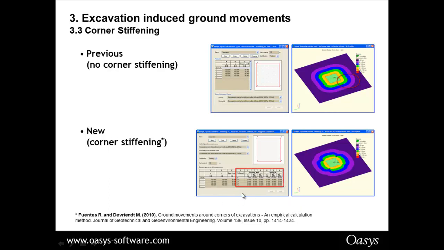The values are already in there from the Fuentes and Devriendt paper based on case studies, but if you've got a different type of soil surface, for example, you're looking at something slightly different, then you can actually take it from your own case studies or your own empirical data.